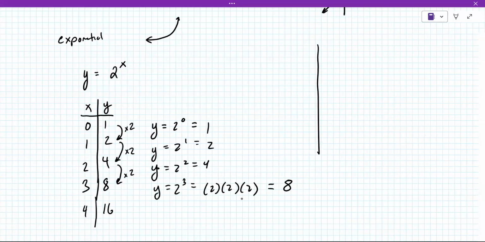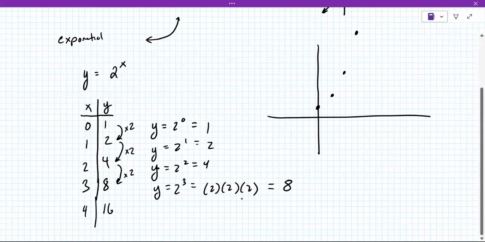Now a really quick sketch of this. 0, 1, 1, 2, 2, 4, 3, 8. Do you see how this thing is growing pretty quickly? Okay. That is an exponential. Variables in the exponent. All right. Have you seen this before? Yeah. Okay, that's good.